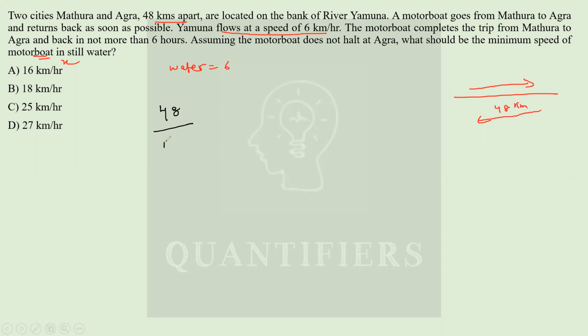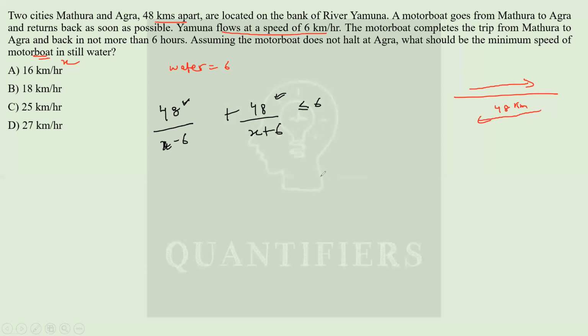In case of upstream, speed will be x minus 6. And in case of downstream, speed will now be x plus 6. So now this is the time for upstream. This is the time for downstream. Now the total time should not be more than 6 hours. So that means this total time should be less than equal to 6, right?